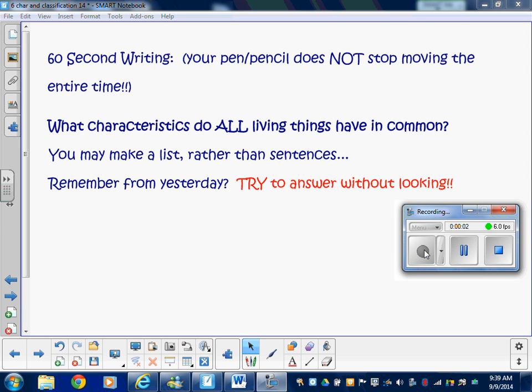This week we're talking about the 6 characteristics of all living things. For your do it now 60-second writing, as an individual and as a table group, you just worked on coming up with those 6 characteristics. So let's try to go over them now. Let's go over them now together.